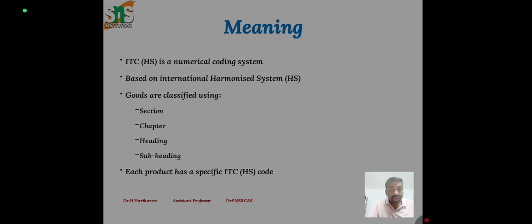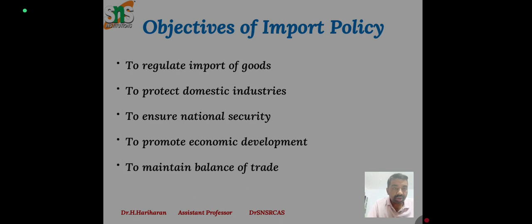It is a numerical code system based on the international Harmonized System. Goods are classified using sections, chapters, headings, and subheadings. Each product has a specific ITC code. Objectives of import policy: to regulate import of goods, to protect domestic industries, to ensure national security, to promote economic development, and to maintain balance of trade.